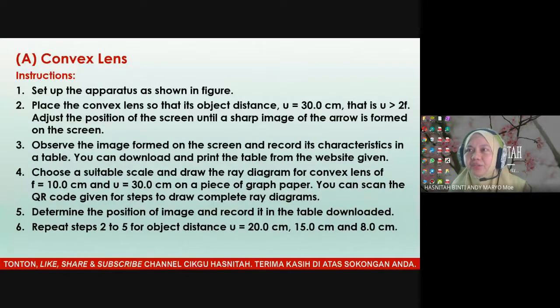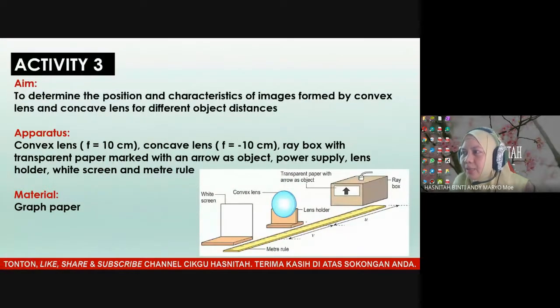You can read the instruction for the convex lens. We set up the apparatus, place the convex lens, and make the object distance 30 centimeter. Then adjust the position of the screen until a sharp image is formed. If you look at this one, we start with U. This is U. We start with 30 centimeter, and we measure with the ruler. Then we switch on the ray box, and adjust the screen to the front and back until we get a sharp image. And then we label it as the image distance.